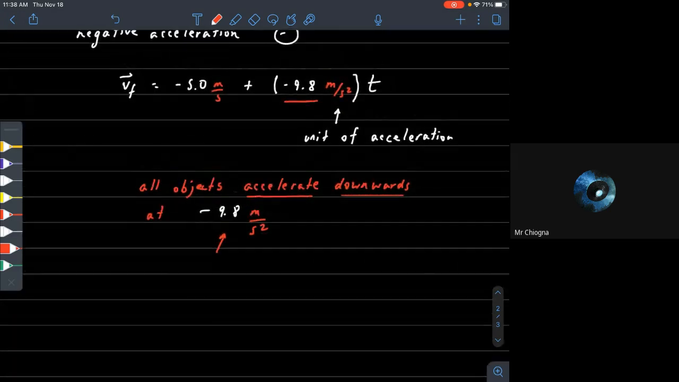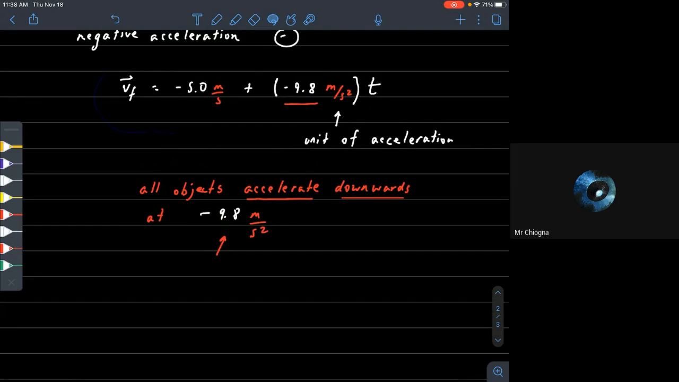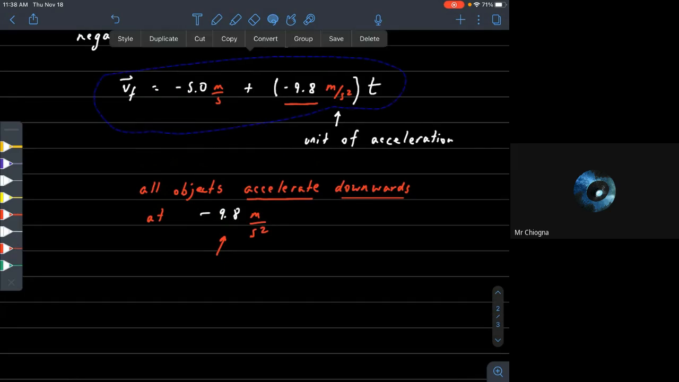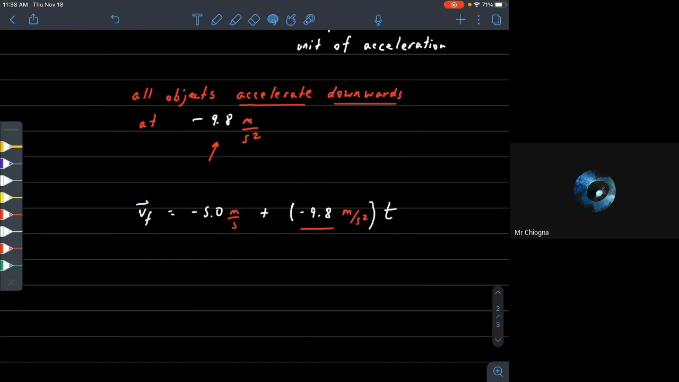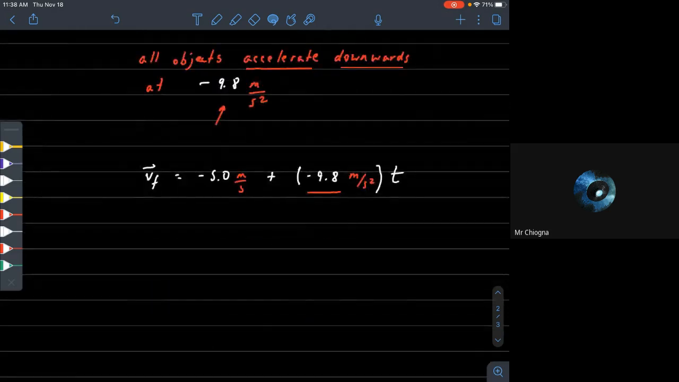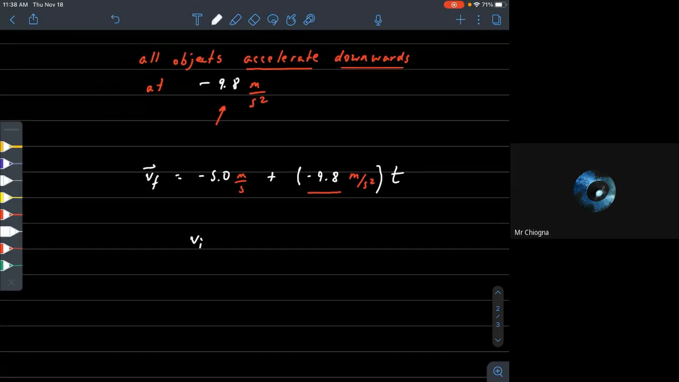Okay, before we continue further, I want you to look at this equation again. Try to write it out in terms of the initial velocity and acceleration. See if you can rewrite it in terms of variables. Get rid of the numbers.